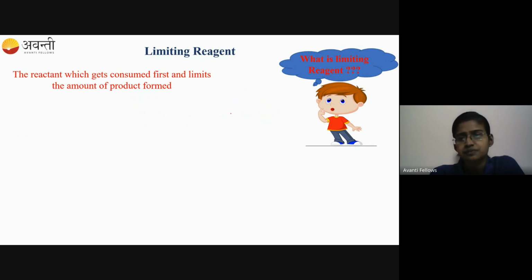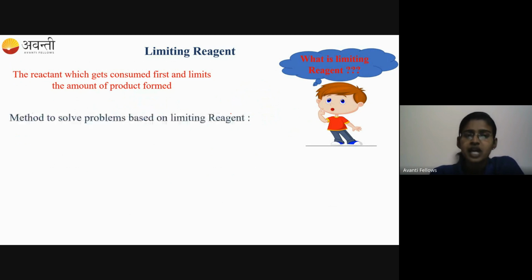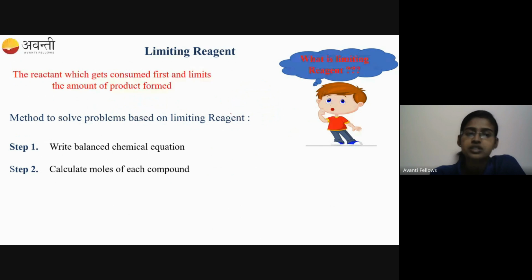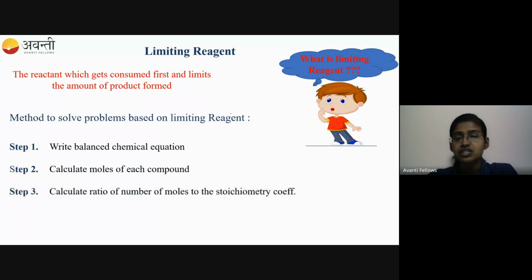Okay, so what are the methods to solve problems based on the limiting reagent? The first step is to find out the limiting reagent from the given equation. You have to write the balanced chemical equation first. Then the next step is to find out the number of moles of each compound. Then calculate the ratio of the number of moles to the stoichiometric coefficient. Clear? So these are the 3 steps we have to follow.